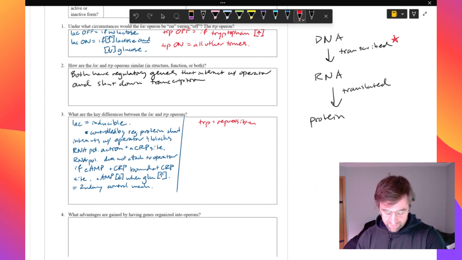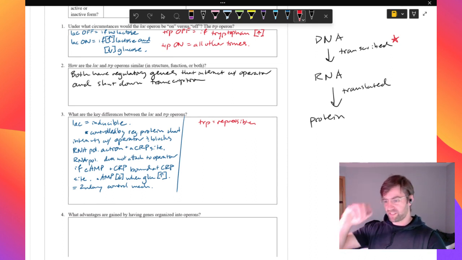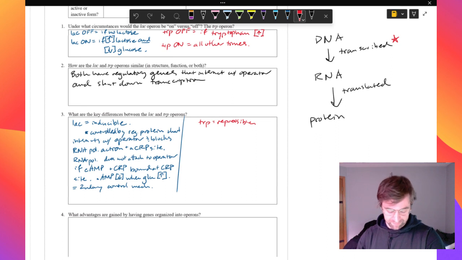Yeah, those are our key differences. Tryptophan is repressible. The product is what activates the repressor. The lac operon is inducible, and you have these two control pathways. One for the regulatory proteins that interact with the operator to block the site, and the CRP complex, which responds to the presence of glucose and achieves the same goal, which is down-regulating expression when you don't need it.